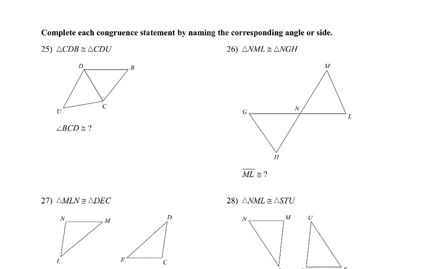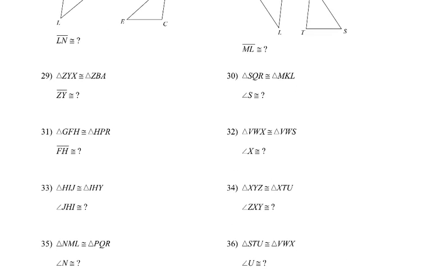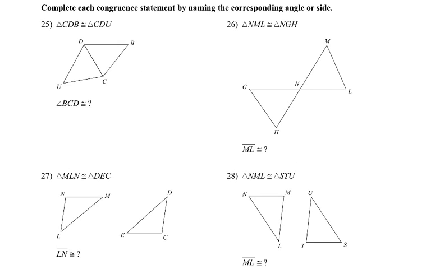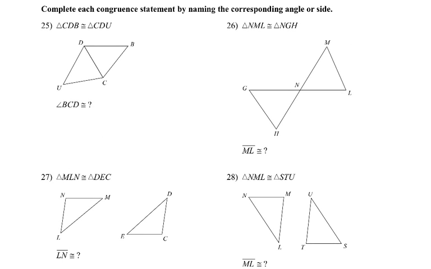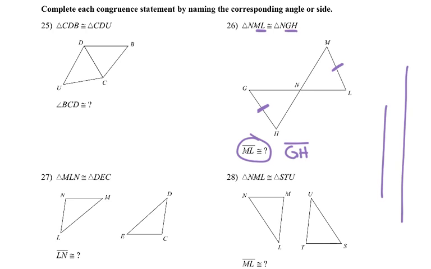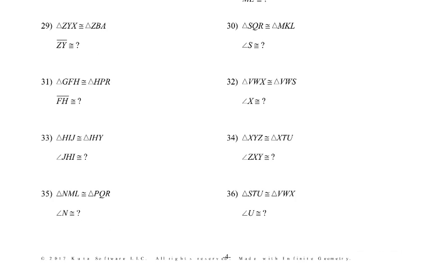Now these last ones, you are completing the congruency statement without any other tick marks. So if we look at 26, so ML would be right here. ML would correspond to G and H. So it would be right there. So side GH. And then finally, these ones don't even give you a picture, so you're just basing it strictly off looking at the order of the triangle name.